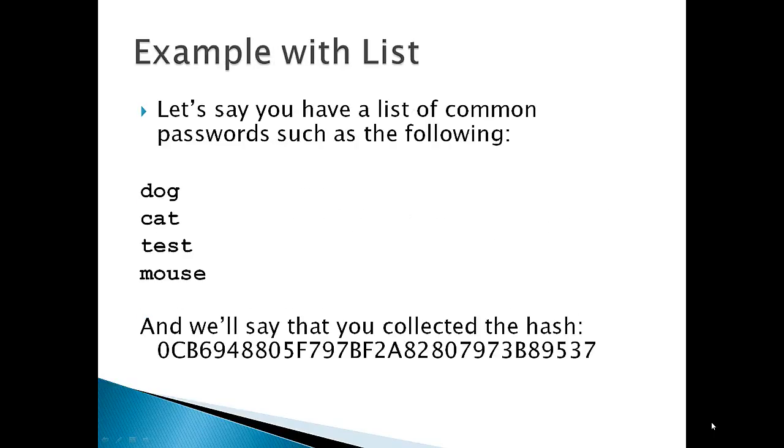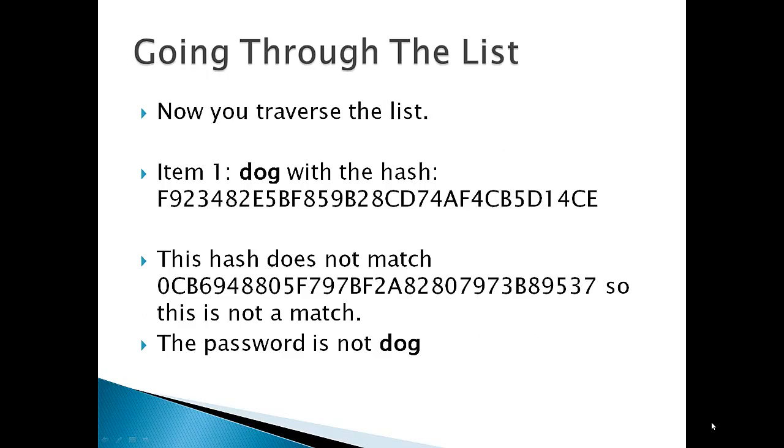So here's an example with a list of 4 passwords. Let's say you have a list of common passwords such as the following: dog, cat, test, and mouse. And let's now say that you collected the hash 0CB6948, etc. That big long hash that you see in front of you. So we're going to go through the list. Now we're going to traverse the list.